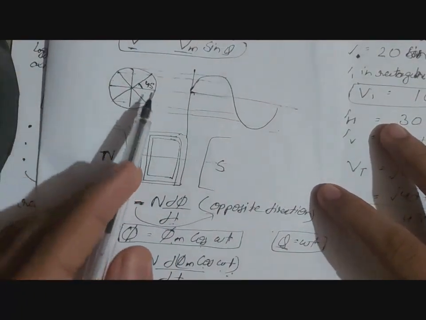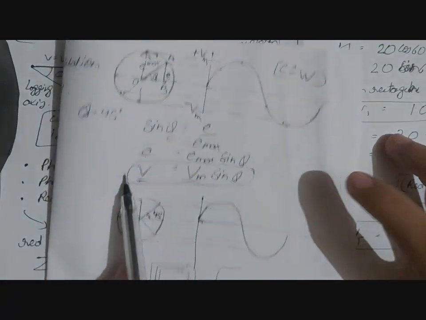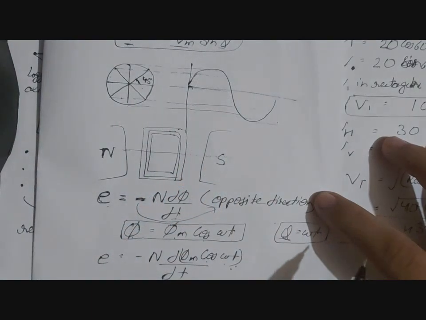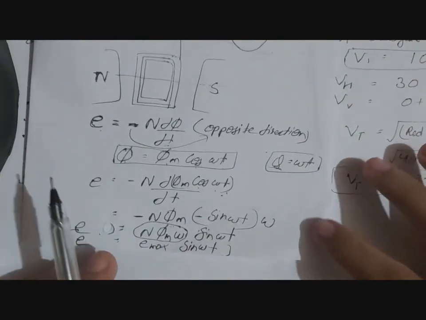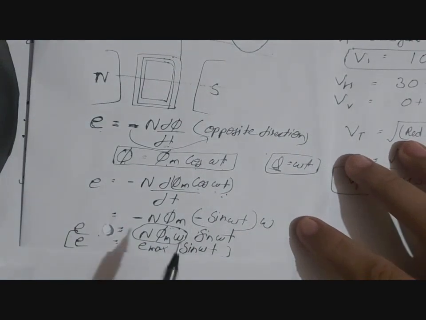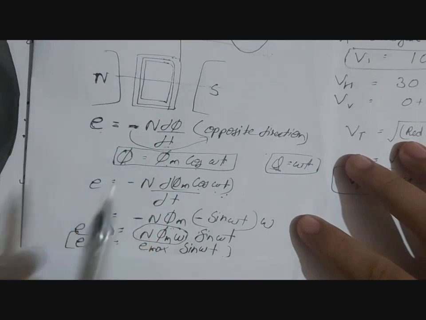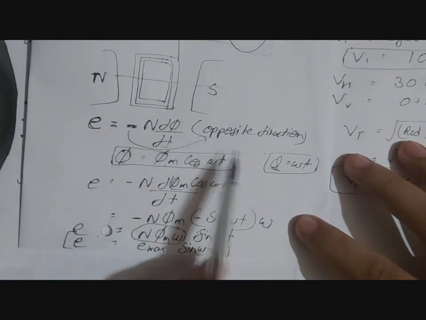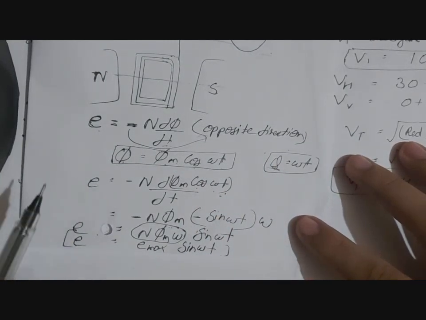After that, we more precisely divide this phasor and find the waveform. I hope you understand. According to Faraday's law of electromagnetic induction, e is equal to minus N d phi by dt, where the negative sign shows the opposite direction of the EMF induced by the source.